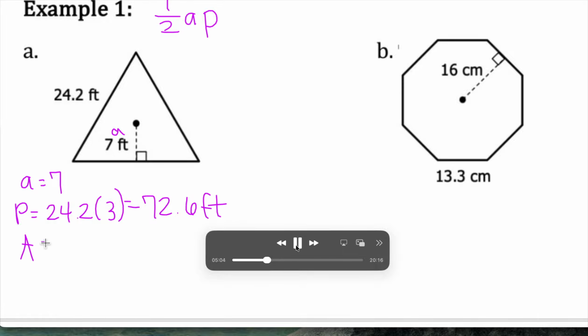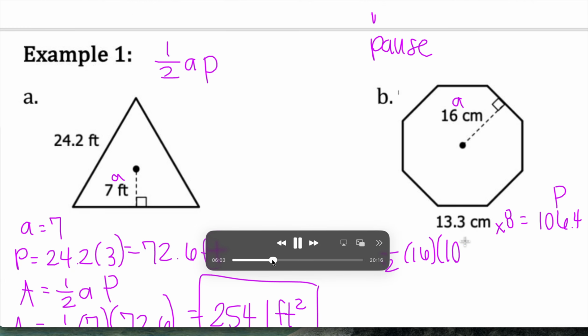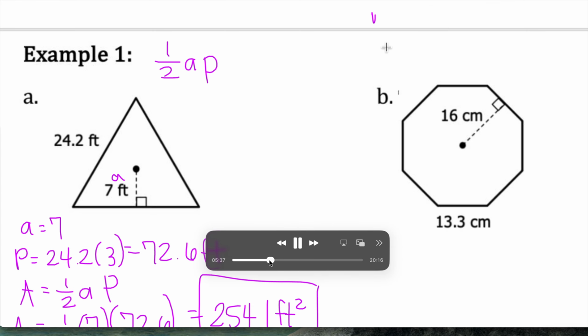So we're going to take our formula of 1/2 times the apothem times the perimeter and plug that in. Sometimes you can even take 1/2 and make it 0.5 if that's easier. In this case, I'm just doing 1/2 of 7, which would be 3.5, and then multiplying that by 72.6, which is our entire perimeter, and we should get about 254.1. So 254.1 feet squared.